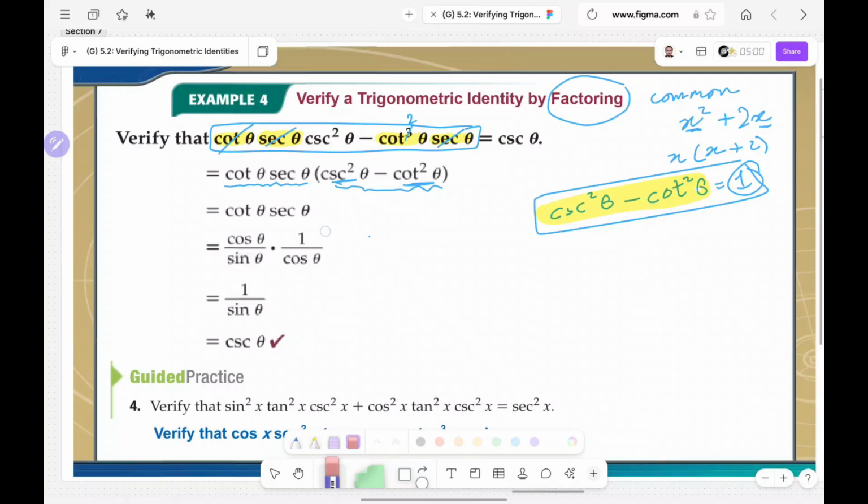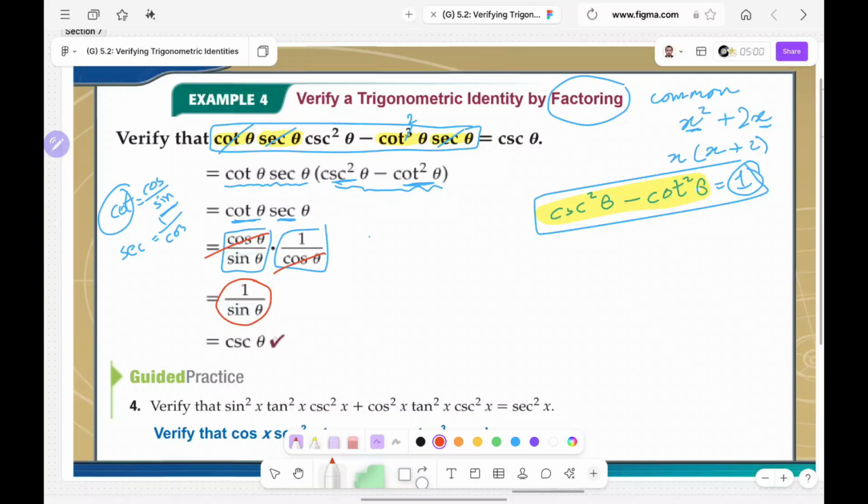Okay? Now, as you can see, cotangent is cosine over sine, right? So I can replace cotangent with cosine over sine. Secant, what's the rule of the secant? It's the reciprocal of cosine, so 1 over cosine. Now, can we cancel the cosine? We can cross this with this. So it remains 1 over sine. 1 over sine is the reciprocal, the cosecant. So cosecant is the answer.